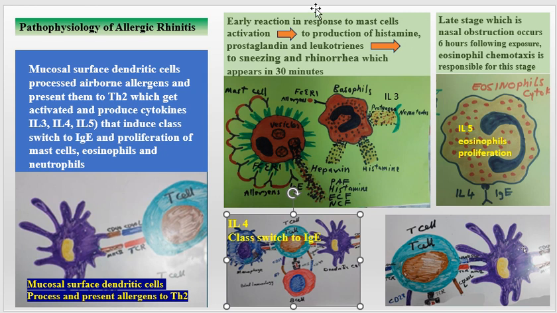In the early reaction, the mast cells get activated and they produce histamine, prostaglandin, and leukotrienes, and this will lead to sneezing and rhinorrhea, and this appears in 30 minutes. The late stage, which is nasal obstruction, occurs 6 hours following exposure. So eosinophil chemotaxis is responsible for this stage.